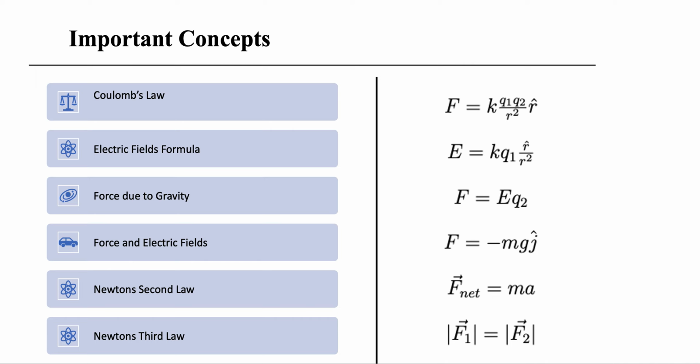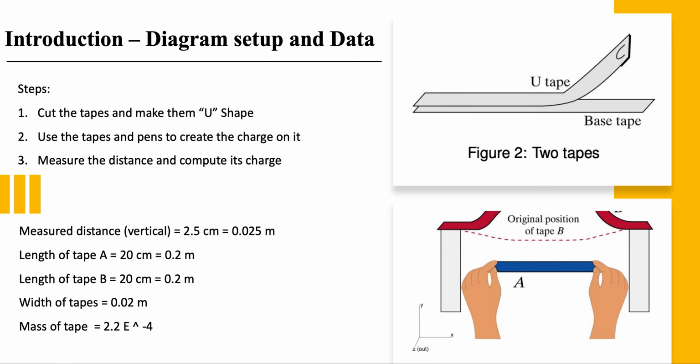First, I wanted to introduce some important concepts used in this experiment. We have Coulomb's law, as you may see on the right, F equals K times Q1 times Q2 divided by R squared, times R hat. Similarly, we have the electric field formula, the force due to gravity, the force and electric fields, Newton's second law, and finally Newton's third law. As you may see, all of them are on the right. Now we will pass on to the introduction.